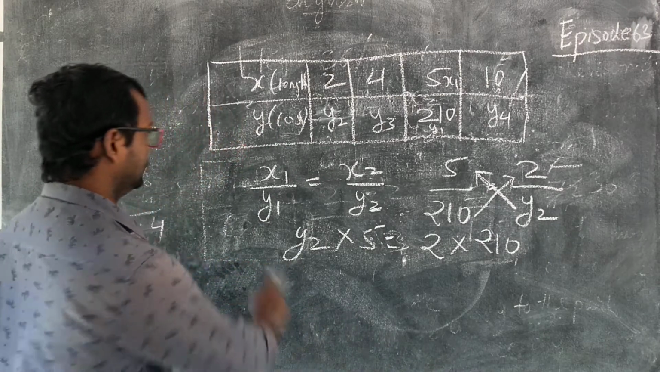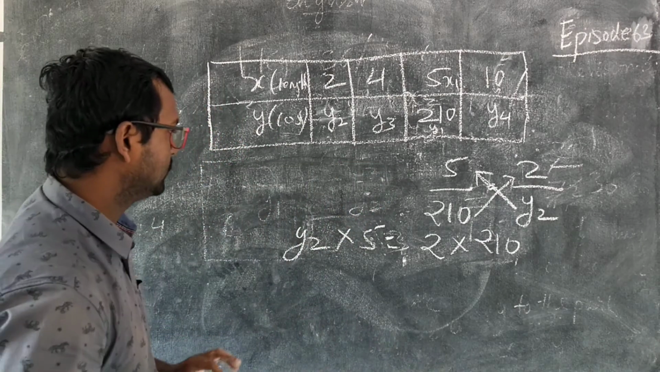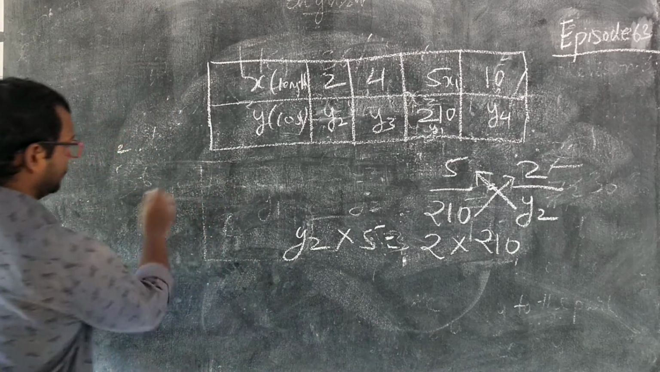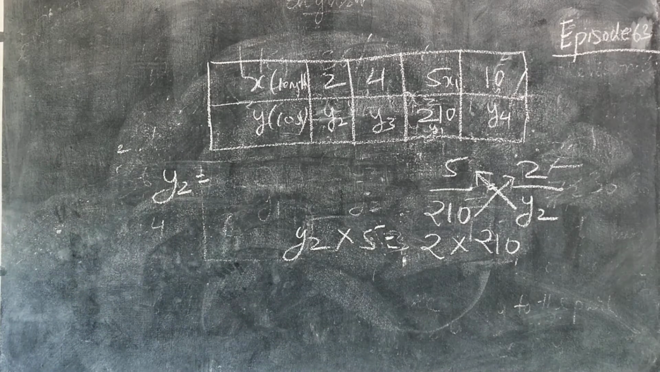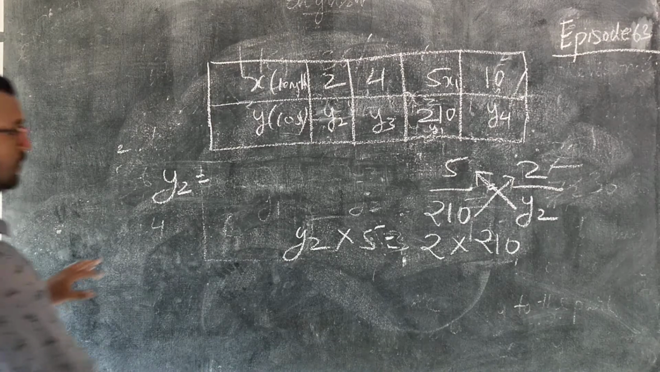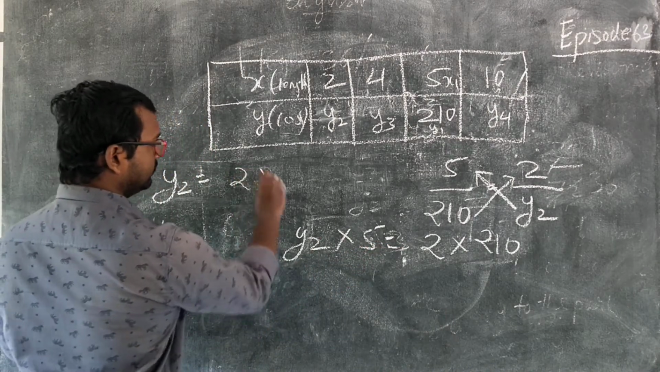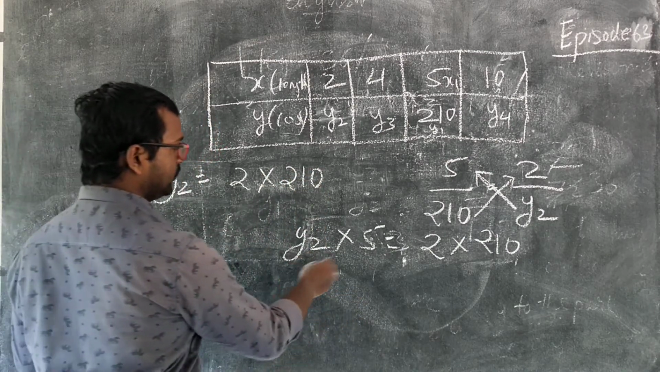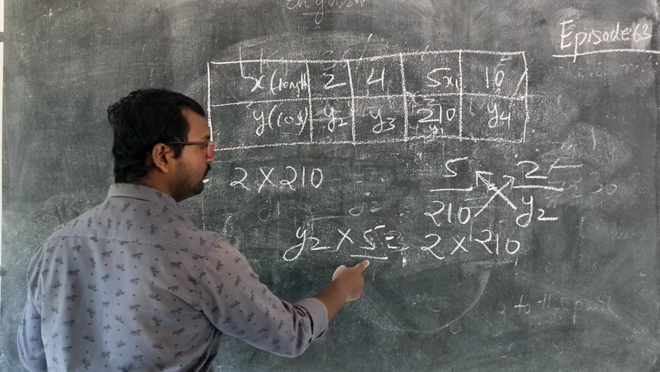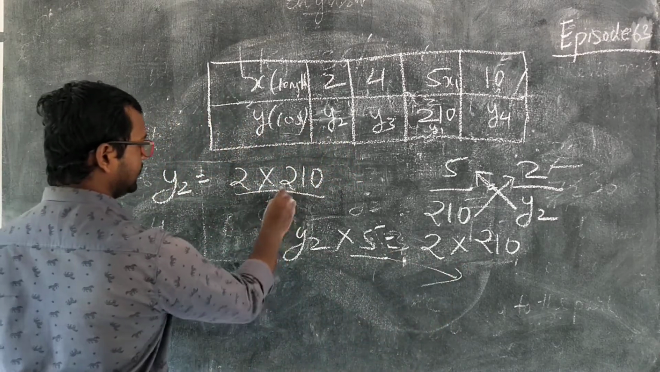So y2 is equal to 2 into 210. Keep them as it is. What we have to do is we have to move this 5. When we move this 5, it will go to the denominator. So it will come here.